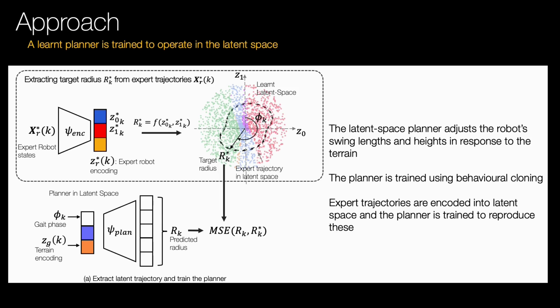To find a trajectory which can respond to terrain changes, we use a learnt planner. To train the learnt planner, we encode expert robot trajectories into latent space. We then plot these into a 2D manifold and extract the gait phase and the radius, as in essence in polar coordinates. We then use our learnt planner to predict the radius given the gait phase.